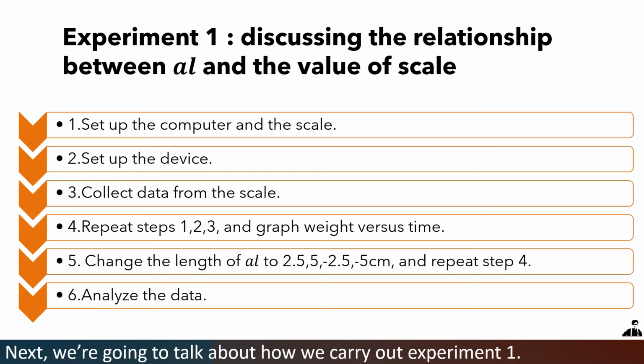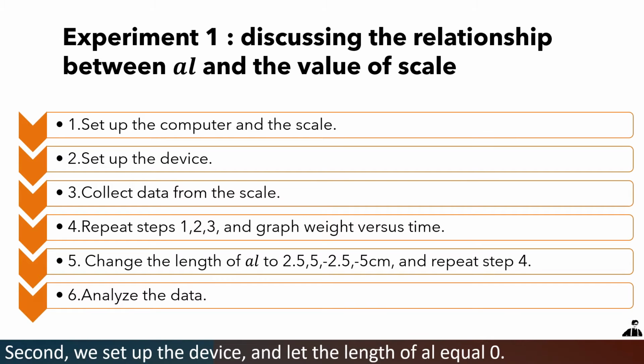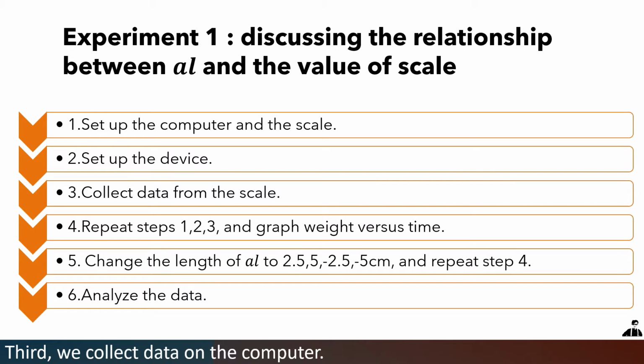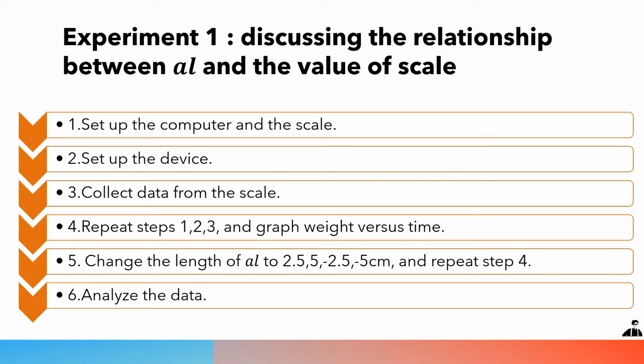Next, we're going to talk about how we carry out experiment 1. First, we set up the computer and the scale, and make sure that the data can be read on the computer. Second, we set up the device, and the length of AL equals 0. Third, we collect data on the computer. Then, we repeat steps 1 to 3, and graph the data versus time.